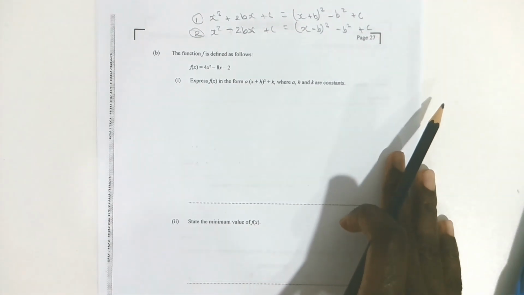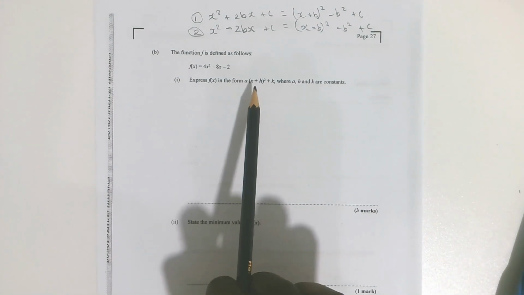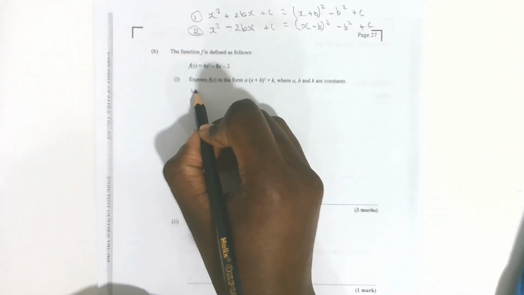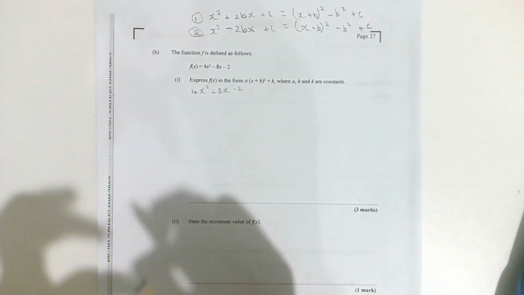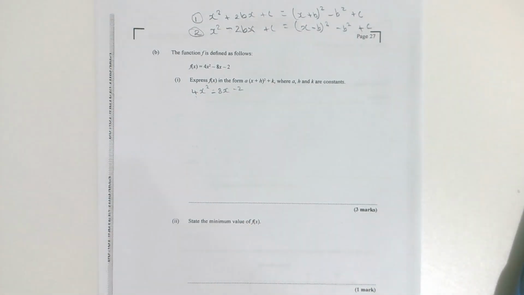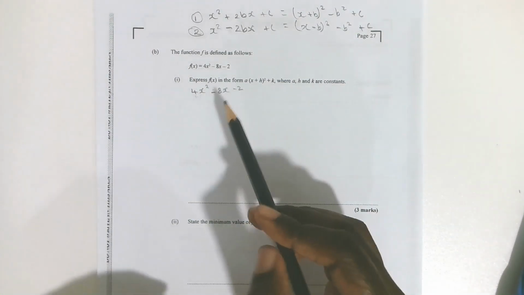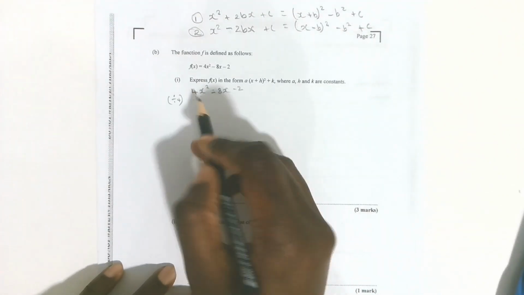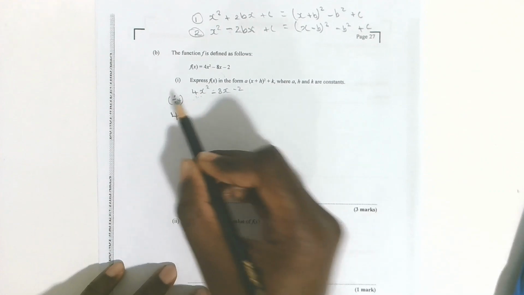Back to our question. We need to express our quadratic equation into the form a(x plus h) squared plus k. Our equation is 4x squared minus 8x minus 2. First things first, as we can tell, we need to get rid of our 4, the constant in front of x squared, which is 4. Doing that, we're going to divide everything by 4 to get rid of the 4. So we're going to put our 4 outside of the brackets because we are dividing everything by 4.